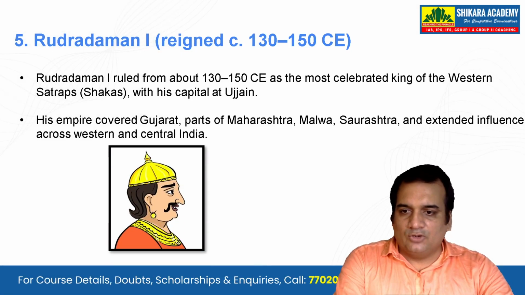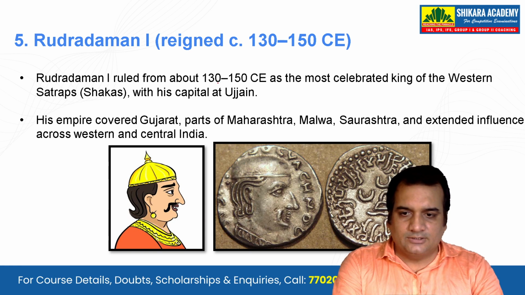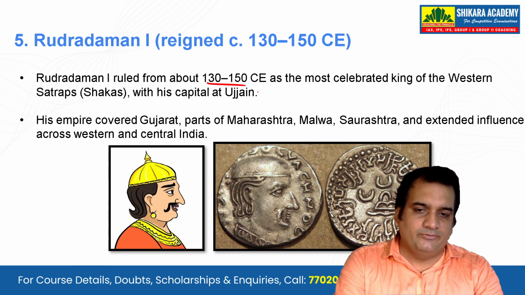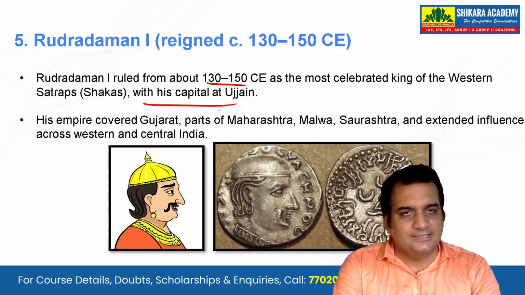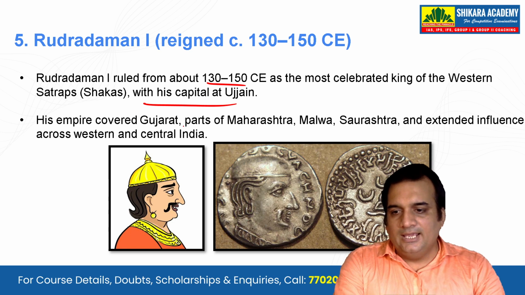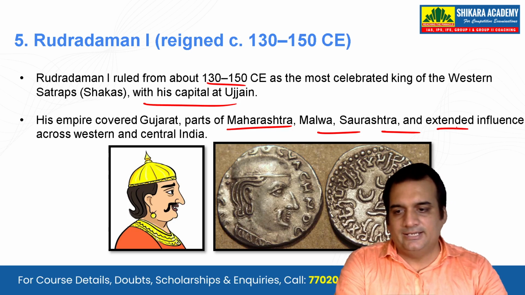Now, Rudradaman I, as he was one of the most important, reigned somewhere around 130 to 150 Common Era, and was the most celebrated king of the Western Satrapa. His capital was at Ujjain. His empire was in Maharashtra, Malwa, Saurashtra, and extended influence across Western and Central India.